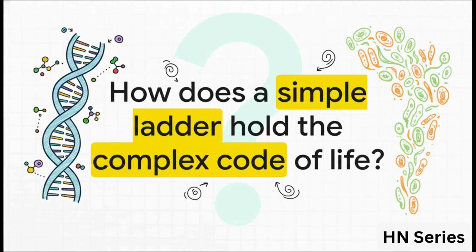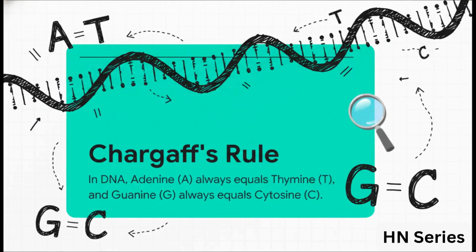So that's the big puzzle, isn't it? How does this simple shape, this twisted ladder, hold the insanely complex code needed to build a human being, or a whale, or anything really? Well, the secret is something called Chargaff's rule. It's named after the guy who figured it out, and it's a game changer. What he discovered is that those 4 chemical bases on the rungs, their names are adenine, thymine, guanine, and cytosine, they don't just hook up with whatever's across from them.